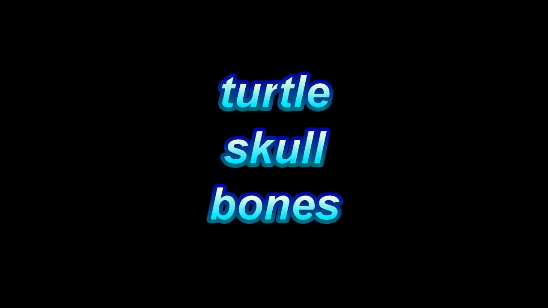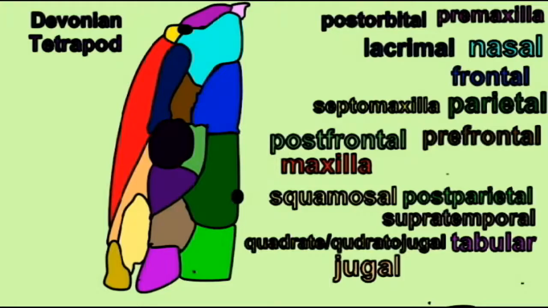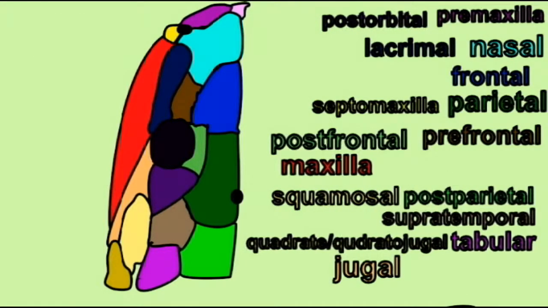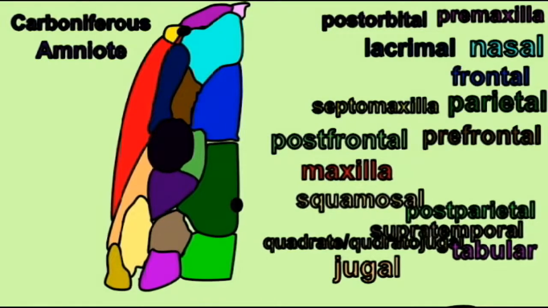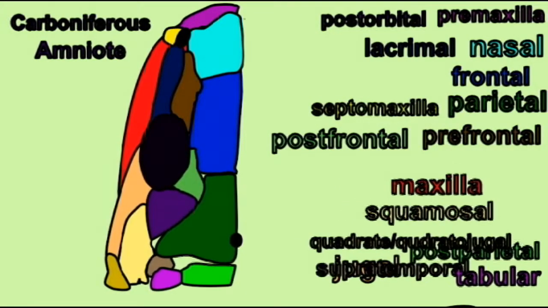By the early Carboniferous period, the earliest amniotes had evolved, and the skull was modified. The frontal bone became larger and part of the orbit. The parietal bone was larger. The supraoccipital bone became larger in the occipital region, while the tabular, postorbital, and supratemporal bones became smaller.